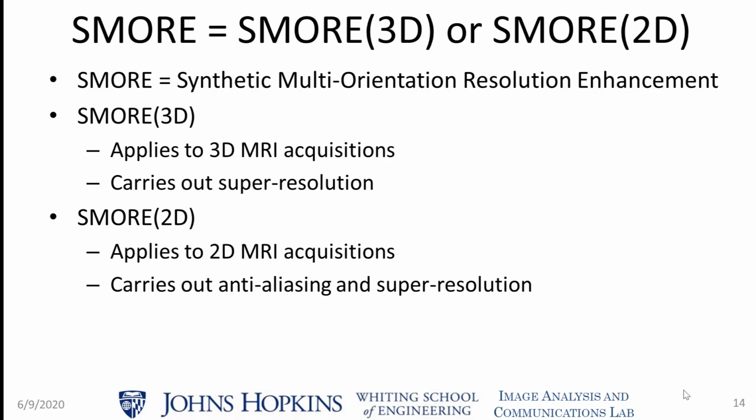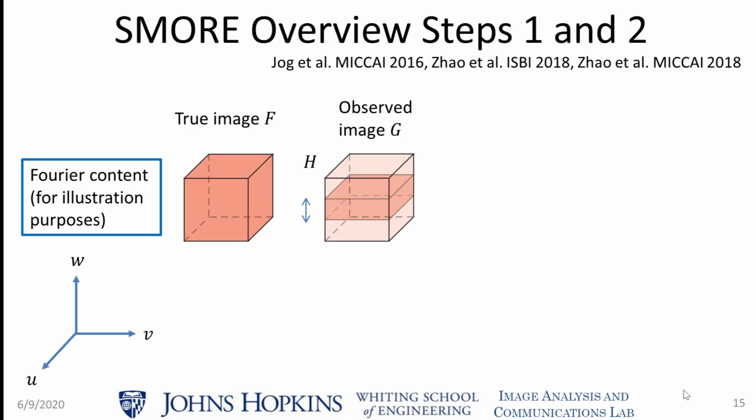The method I'm talking about is called SMORE. There's a 3D version that applies to 3D MRI, and there's a 2D version that applies to 2D MRI. In both cases, it applies to 3D data, volumetric data. But in the case of 2D SMORE, it has the additional task of carrying out anti-aliasing. I'll spend most of the talk talking about 2D MRI, which is really the unique part of this presentation.